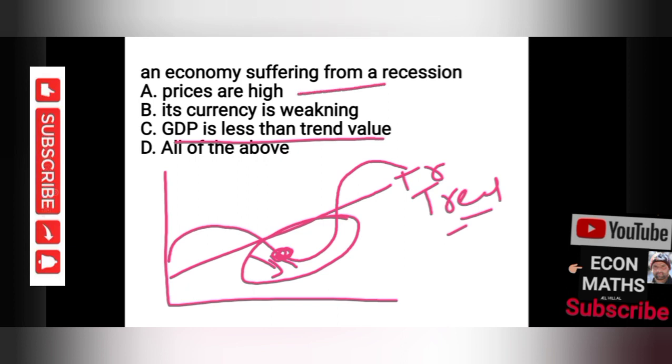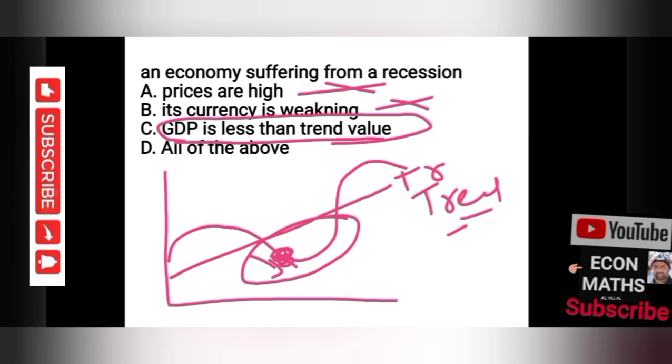Prices are high? No, prices are very low in case of recession. Its currency is weakening? In recession, no, currency is getting stronger. So the correct option is only the C option, that is GDP is less than the trend value in case of recession.